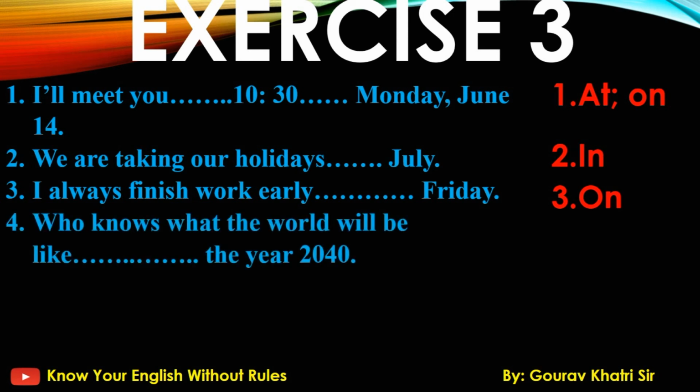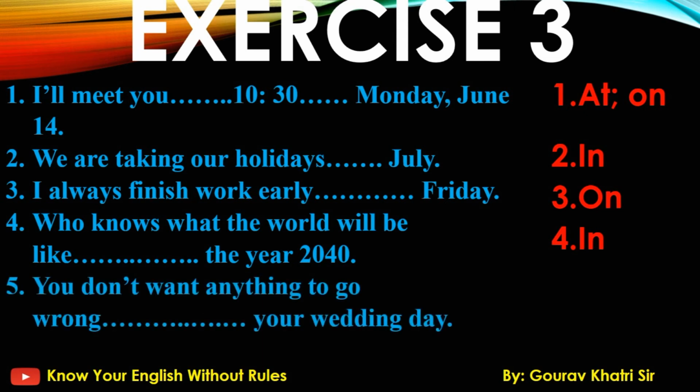Next. Who knows what the world will be like the year 2040? Who knows what the world will be like? Was the preposition? Right there. In the year 2040. Who knows what the world will be like in the year 2040? Next one is, you don't want anything to go wrong. That's your wedding day. You don't want anything to go wrong. What's the answer? Of course, it's a particular day, on your wedding day.